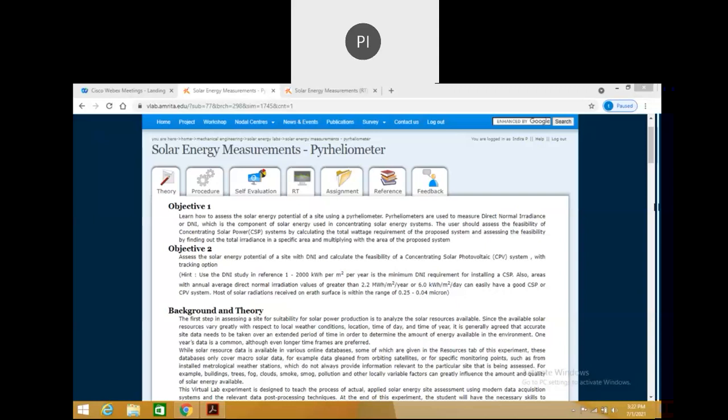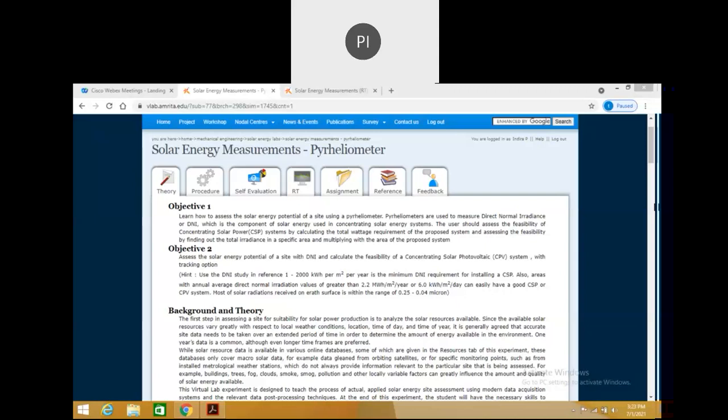Objective 2: Assess the solar energy potential of a site with the direct normal irradiance and calculate the feasibility of concentrating solar photovoltaic. What is meant by the photovoltaic effect? Photo means light energy. A solar cell is a device which converts solar light radiation into electrical energy. That phenomenon is called the photovoltaic phenomenon.